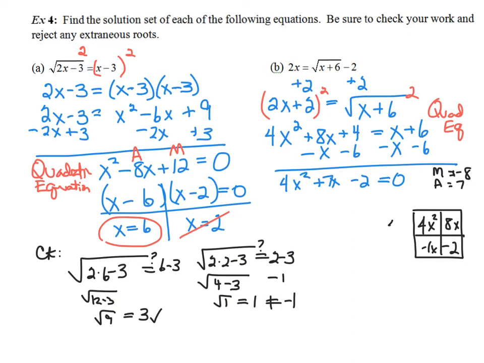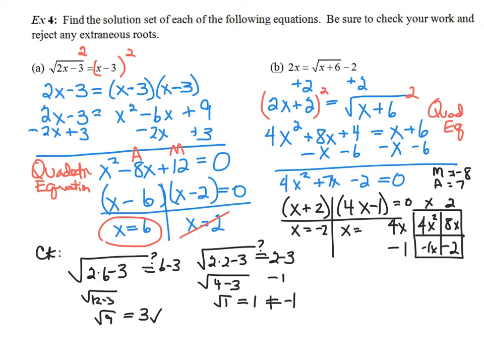In the first row, 4x is common to both. In the second row, negative 1. In the first column, x, and the second column, 2. So it's looking like my factors are going to be x plus 2 times 4x minus 1. When I make the t-bar, I get x equals negative 2, or x is equal to 1/4. But both of these answers need checking before I can see that they are solutions to the original.